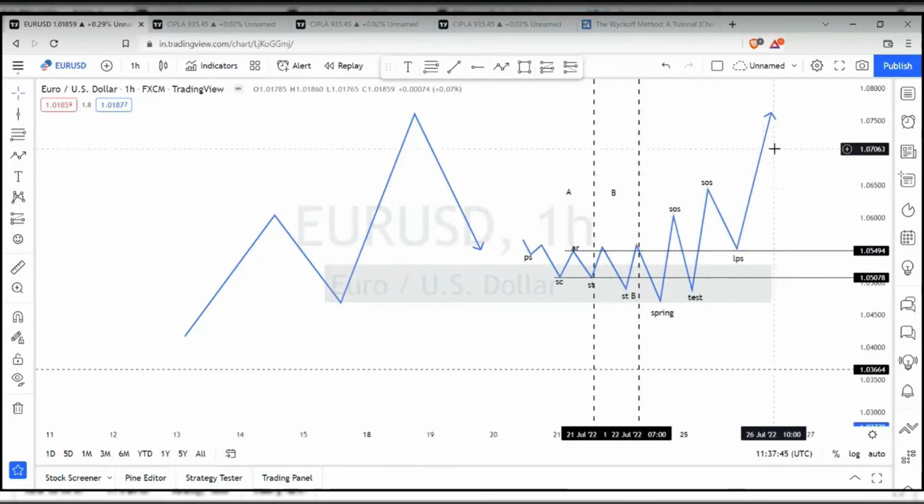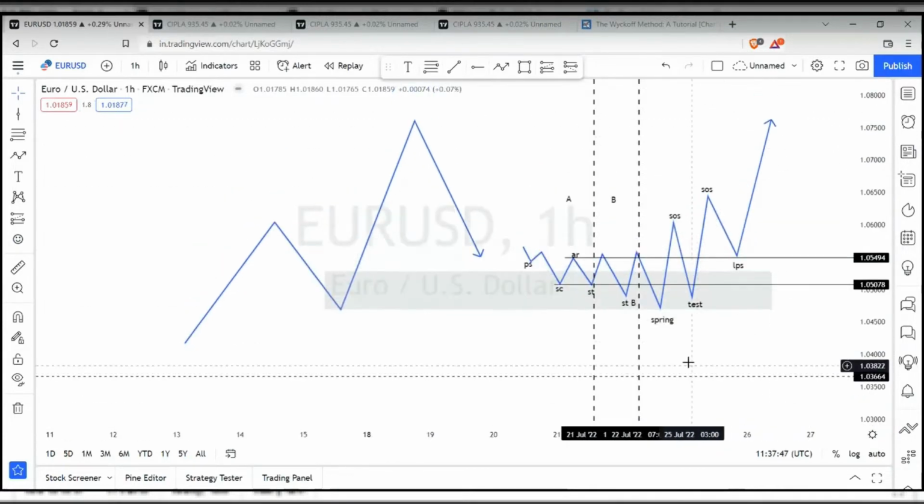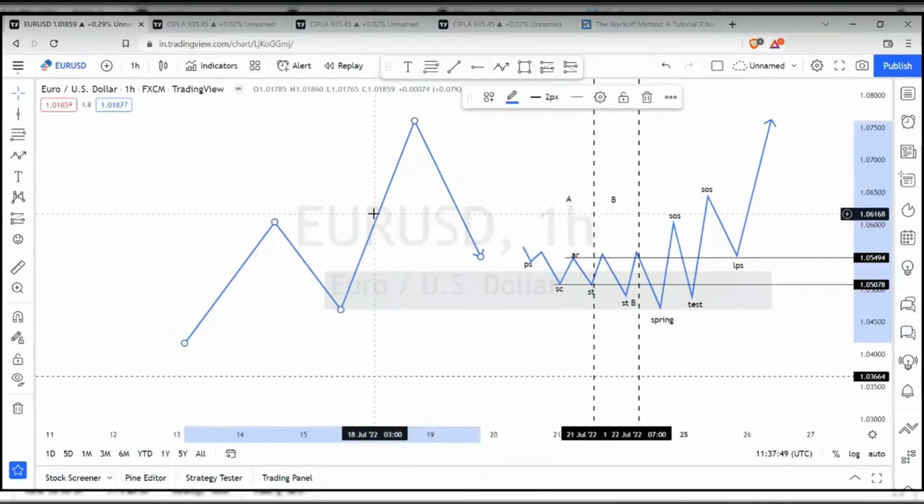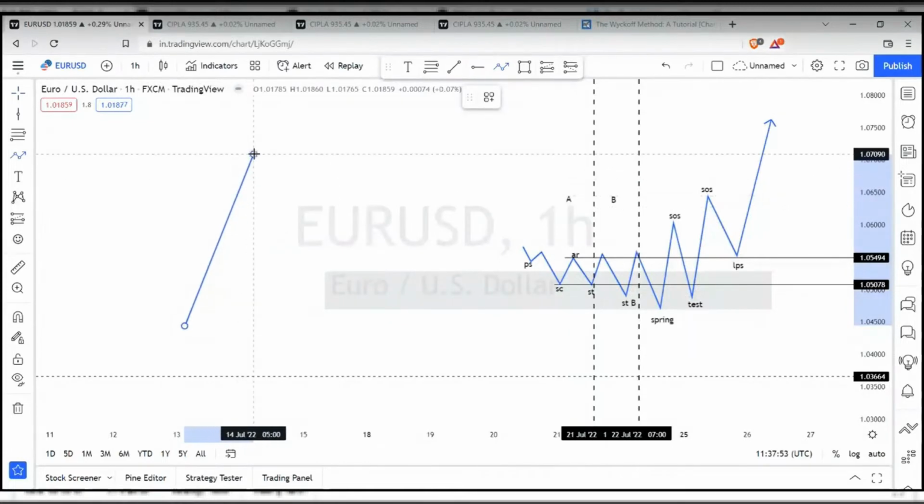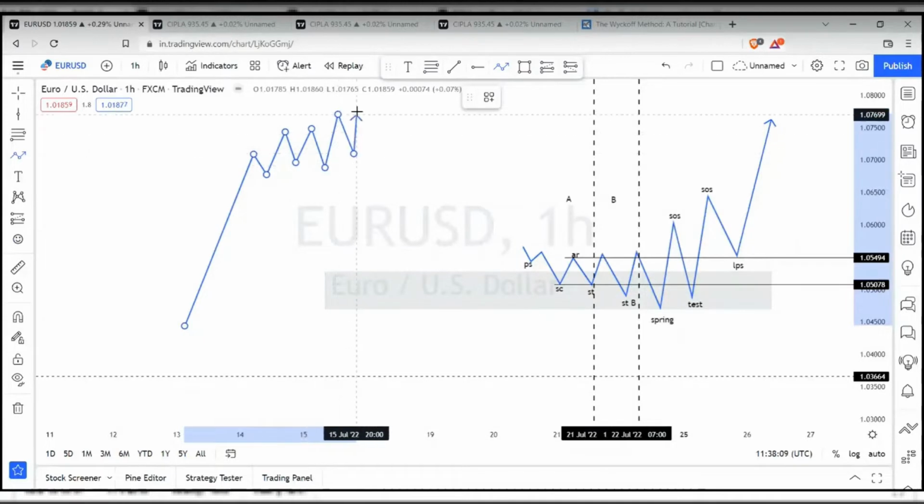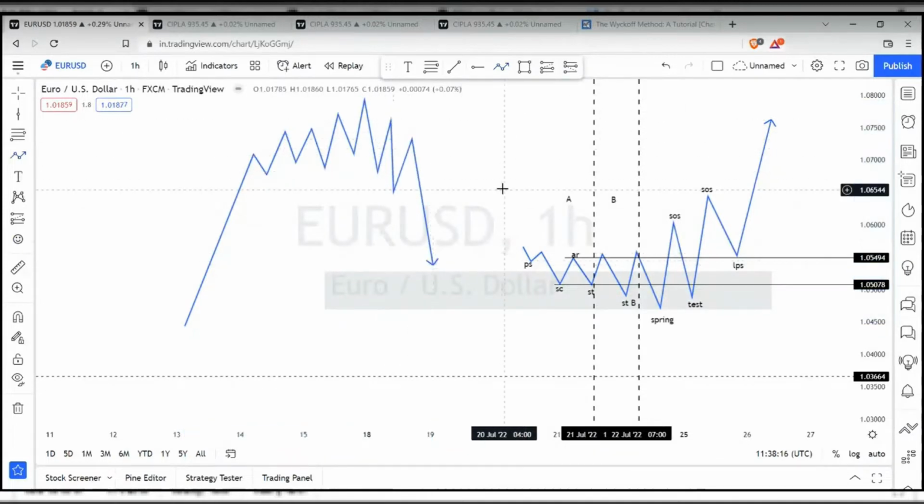The same thing goes for distribution. Price comes up like this. Maybe this is the preliminary, same as PS. This is the preliminary supply in this case. Now we want to go to buying climax, automatic rally, ST, sign of weakness, UT, UTAD, break, and the same thing, just opposite of this.